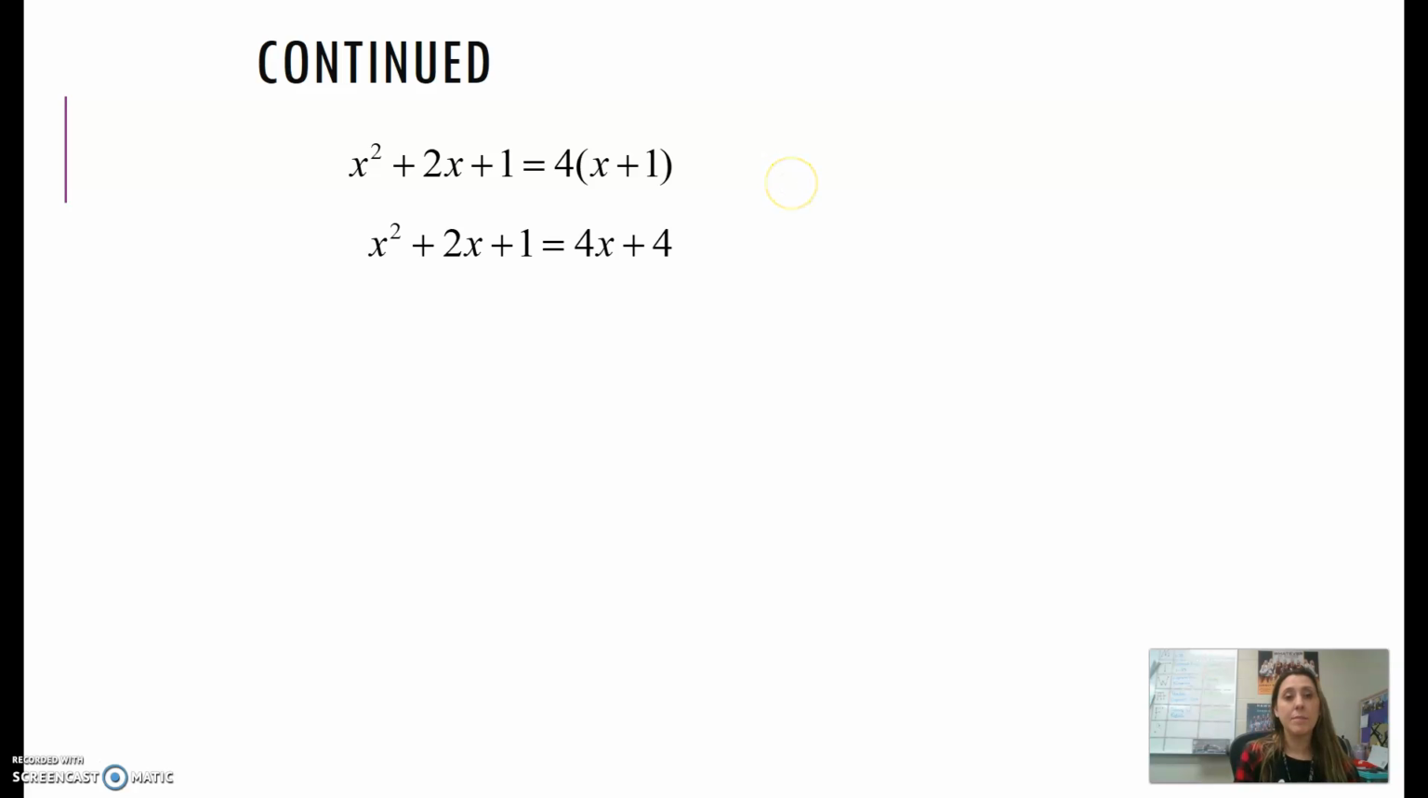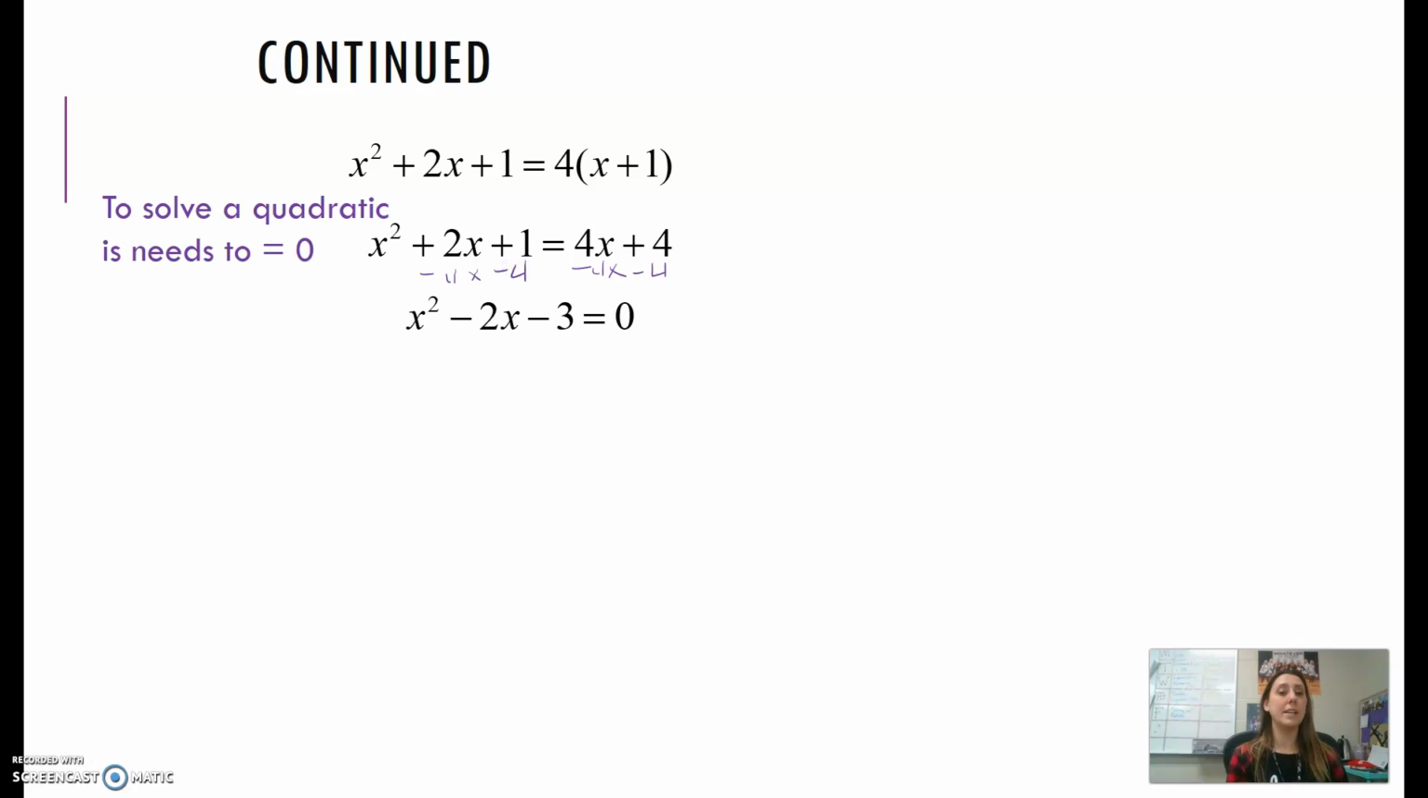So we are going to distribute that 4, and we end up with x squared plus 2x plus 1 is equal to 4x plus 4. Now I have a quadratic, so I need to get it to equal 0. So I'm going to subtract 4x from both sides and subtract 4.